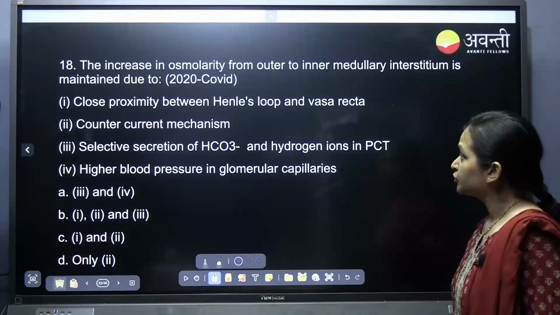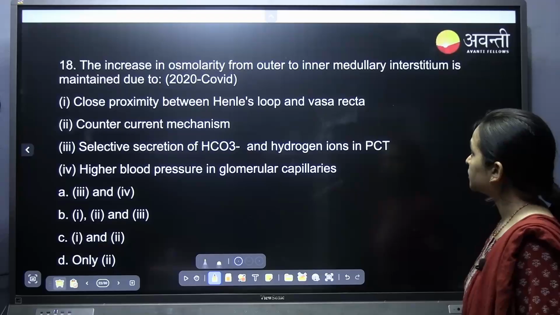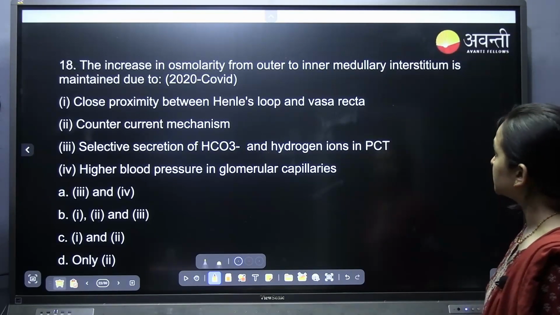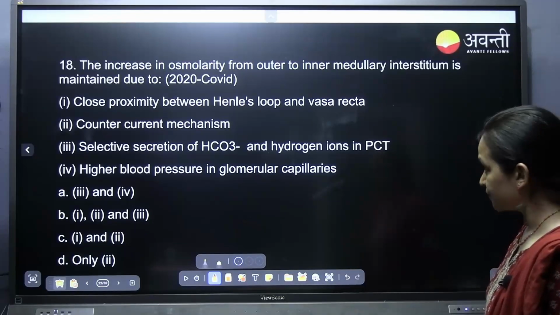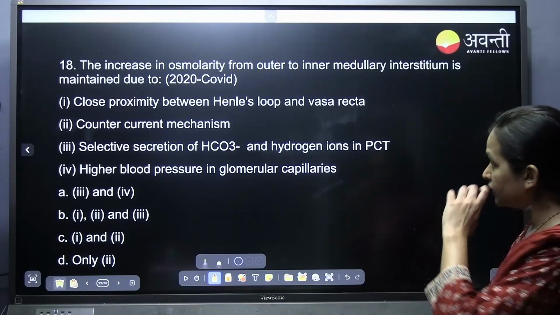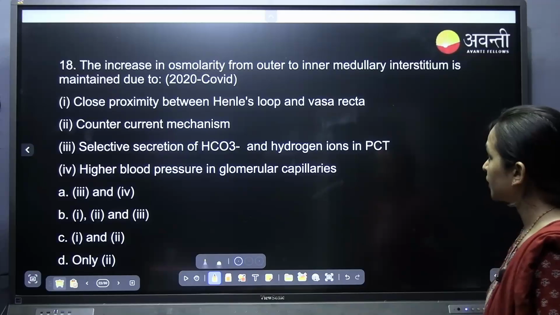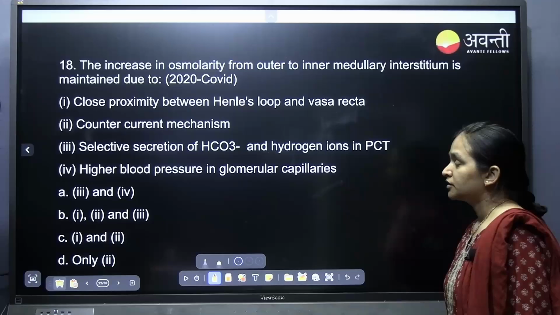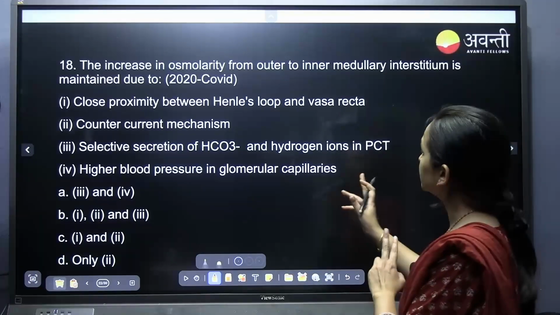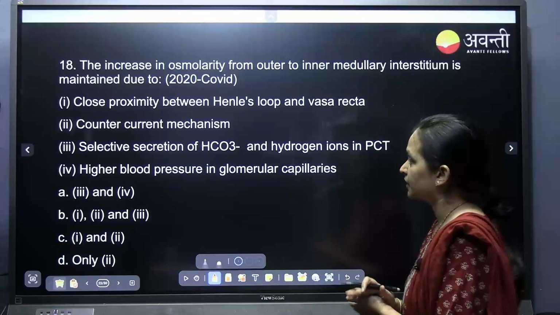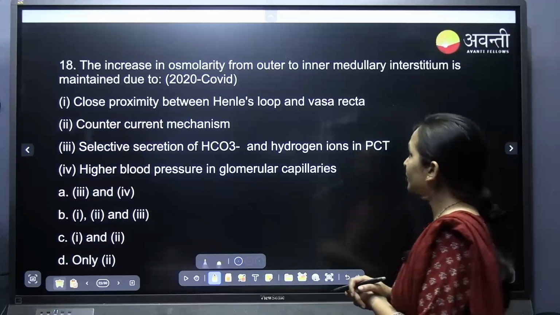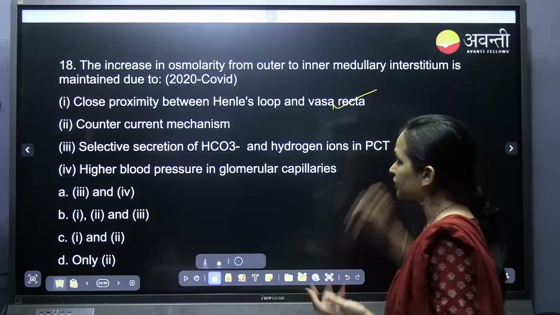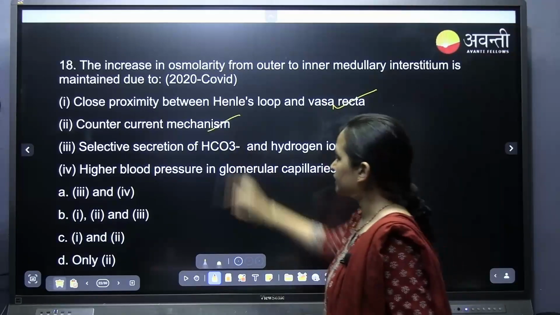The increase in osmolarity from outer to inner medullary interstitium is maintained due to the countercurrent mechanism. Tell me the right answer. We need to find the right one. Close proximity between Henle's loop and vasa recta definitely aids the countercurrent mechanism. Otherwise how would it happen? Countercurrent mechanism is directly given, yes.